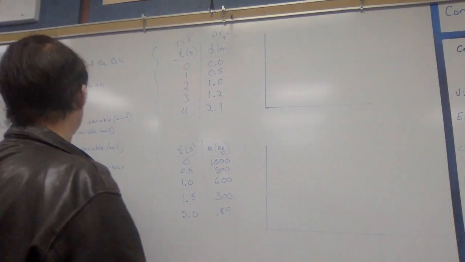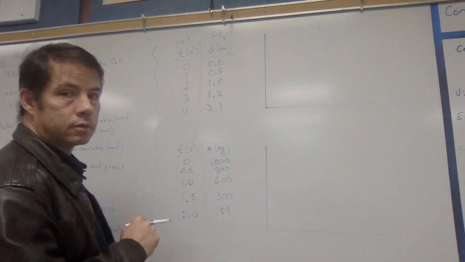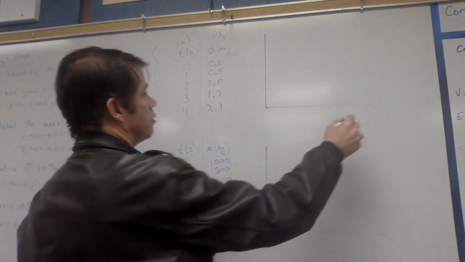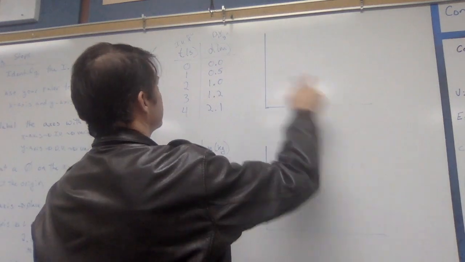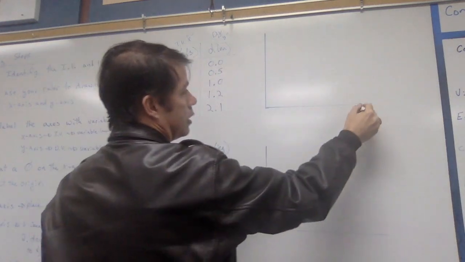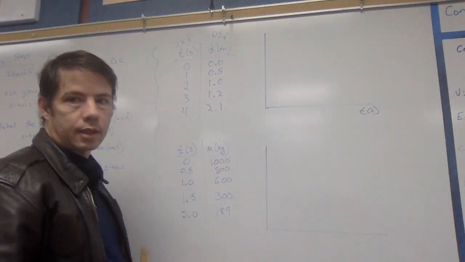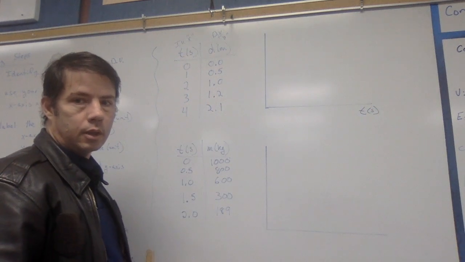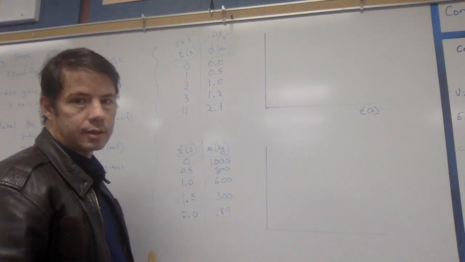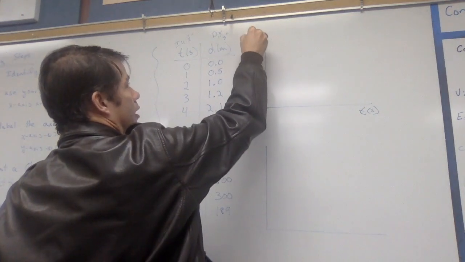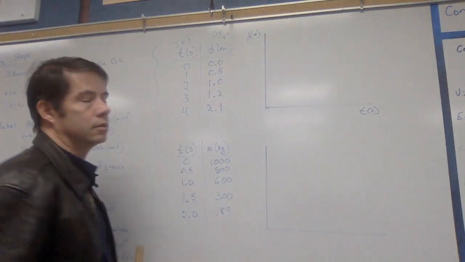Okay, so we've drawn our axis. Now we're going to label the axis with the variable and the unit. So the x-axis, our independent variable, is time, and we're going to label it with the unit just like that. So we put the variable, and then we put the units in parentheses inside, and then we're going to do the same thing with our y-axis.